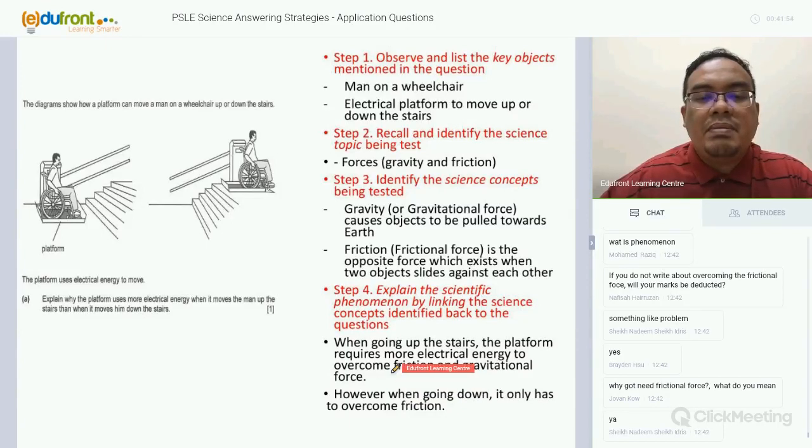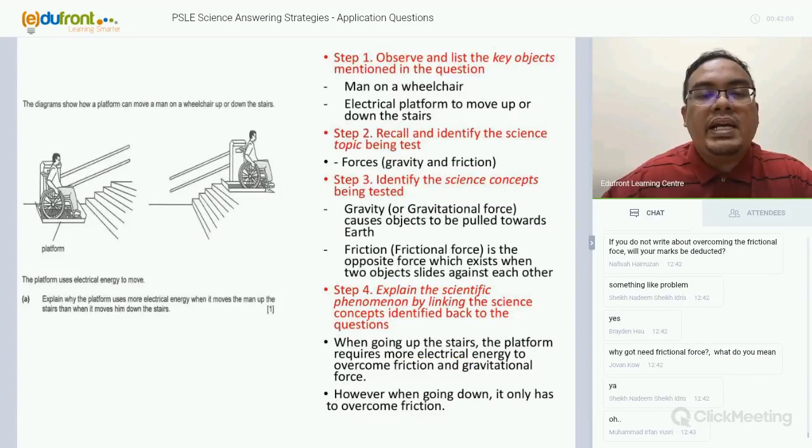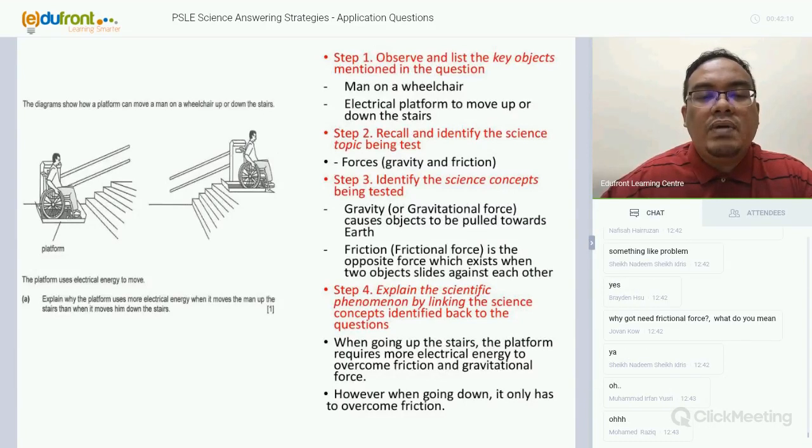So you must be able to explain. When going up, the platform requires more electrical energy. Why? To overcome two kinds of forces. Number one, frictional force. Number two, gravitational force. However, when he is coming down, you only have to overcome frictional force.